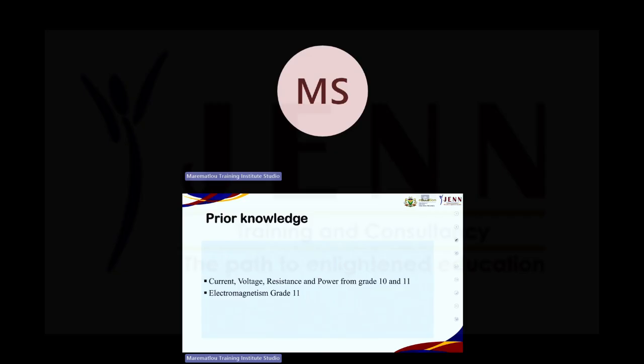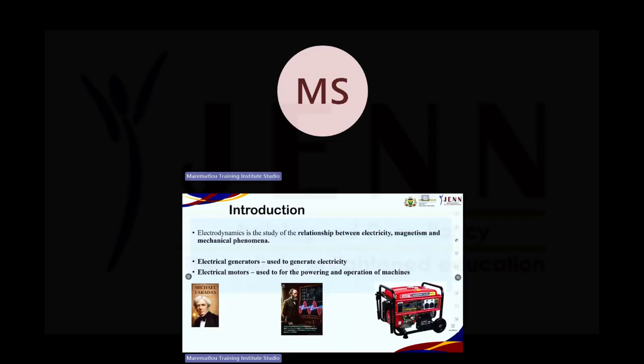And then if we look at electrodynamics, then electrodynamics is the study of the relationship between electricity, magnetism, and the mechanical phenomena. Now, those are the three things that I want you guys to remember today. We are specifically going to look at our electricity, then our magnetism, and we are also going to look at our mechanical phenomena.